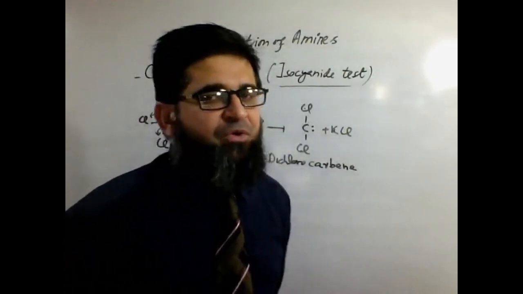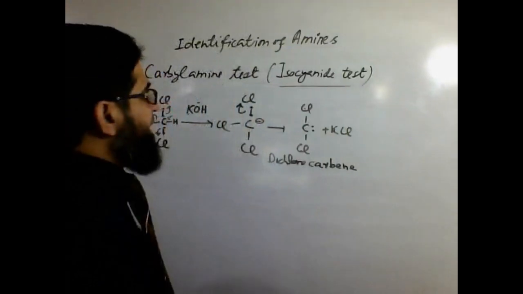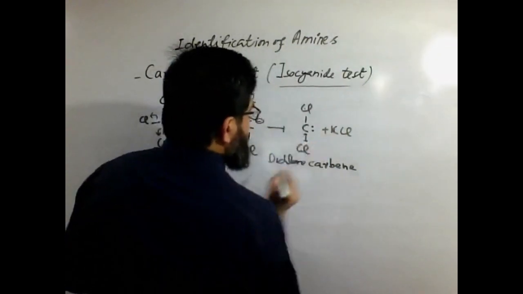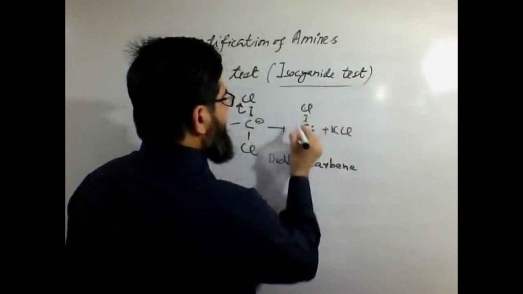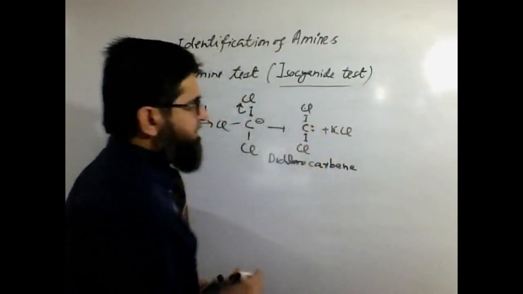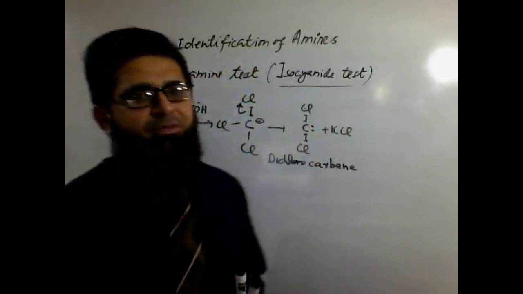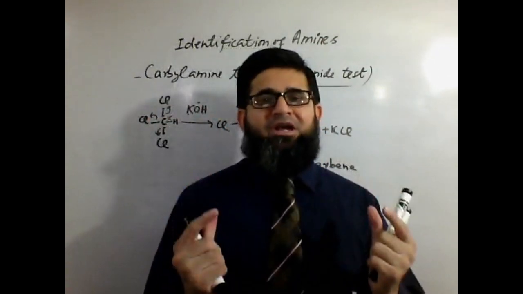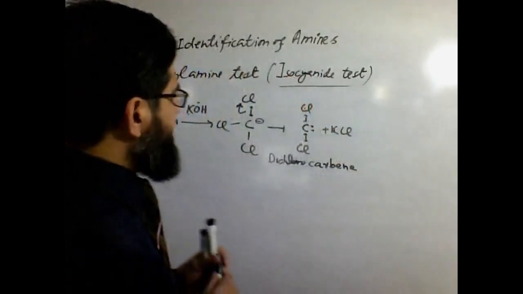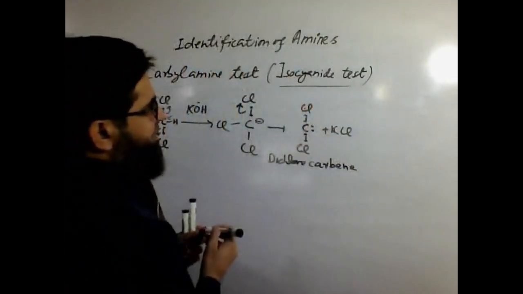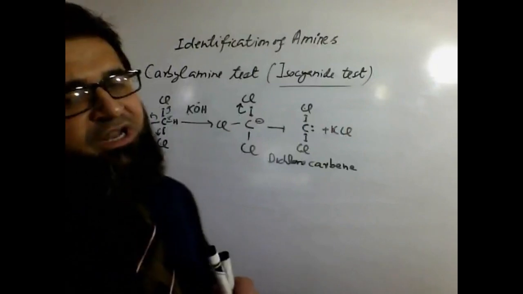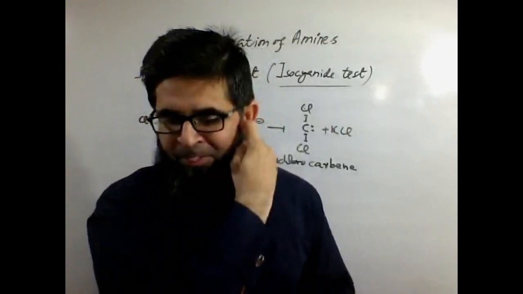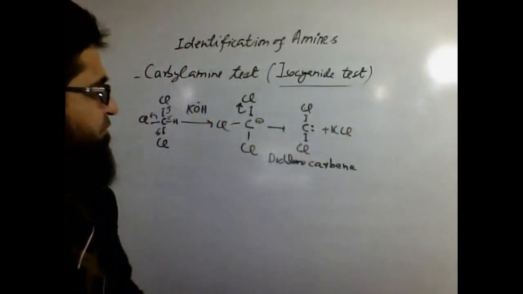Why? Because its octet is not filled. At the moment, how many electrons are available in its octet? 2 in this bond, 2 from this bond, and 2 in the form of a lone pair. So 6 electrons are available in the octet of the carbon. It needs 2 more electrons, so that is why it is electron deficient. Somebody who is electron deficient is supposed to be an electrophile. At this point of time, what happens?